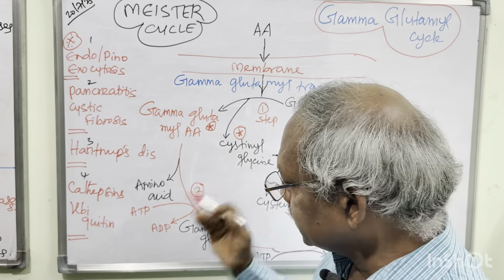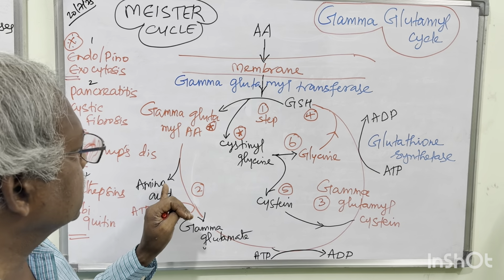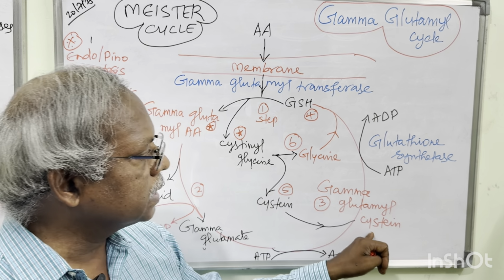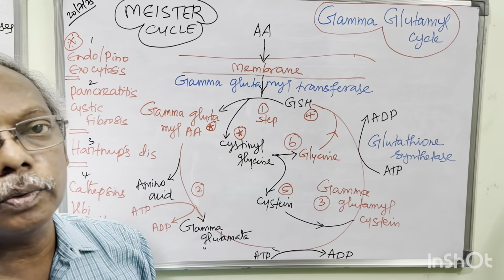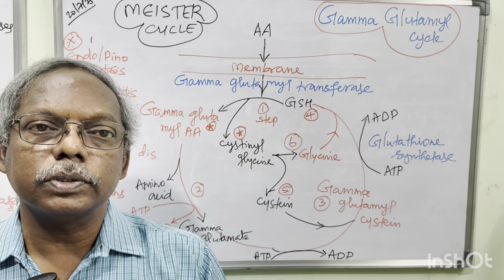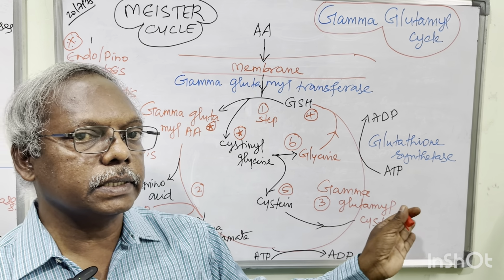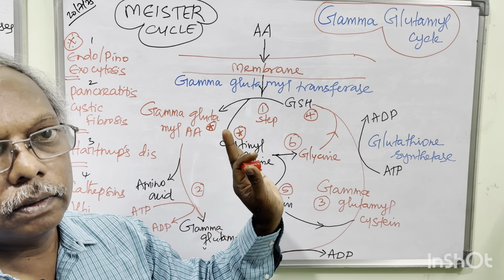Now this gamma glutamate is ready for conversion into gamma glutamyl cysteine with the help of one more molecule of ATP. So this is the second ATP, after the first ATP. Next, this gamma glutamyl cysteine is converted into glutathione with the help of another ATP molecule. Here the enzyme name is glutathione synthetase, because it is an ATP utilizing reaction. So the first round of the cycle is over.